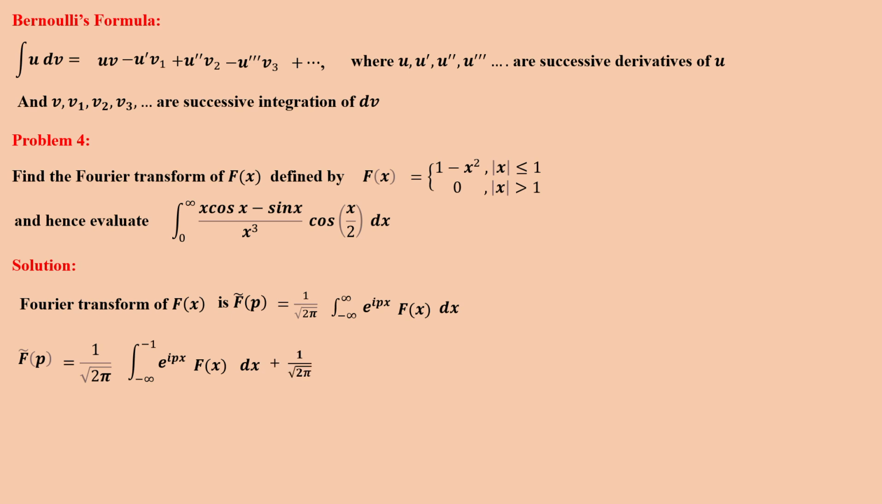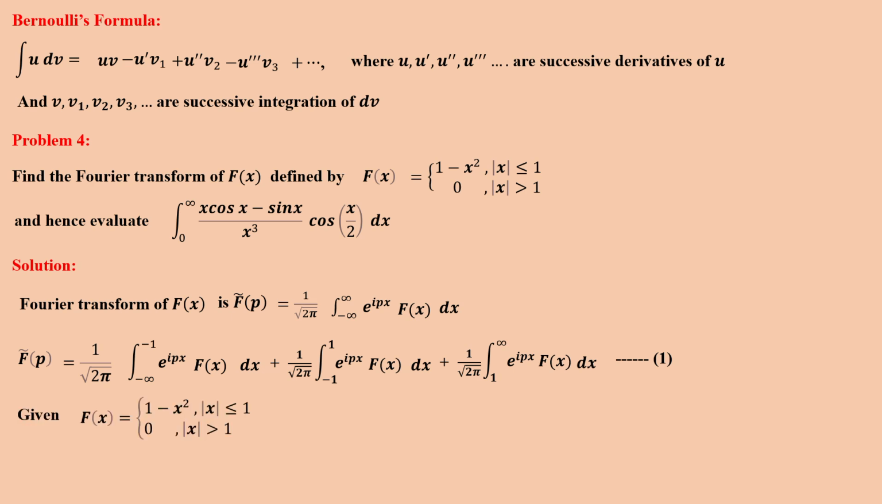So dx, plus 1 by root 2 pi, the integral from minus 1 to plus 1 of e to the power i p x, f(x) dx, plus 1 by root 2 pi, the integral from 1 to infinity of e to the power i p x, f(x) dx. That is equation number 1. Given f(x) is equal to 1 minus x squared when x lies between minus 1 and plus 1, 0 otherwise, right? So this is equation 2.